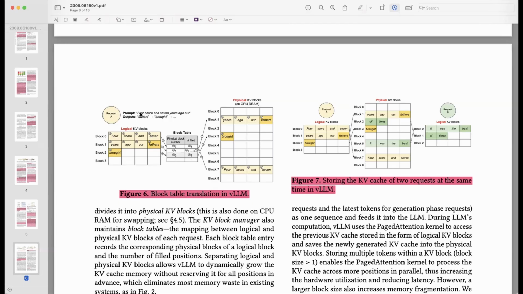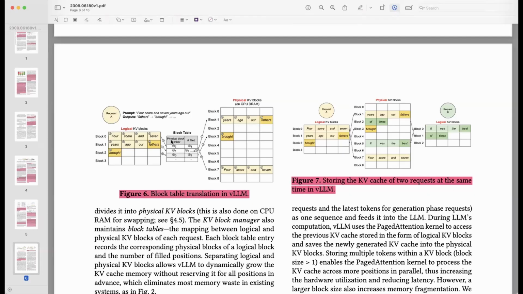So in this one, the prompt is "four score and seven years ago". You have a block table, which basically says this logical block 0 maps to this physical block 7, and the number filled is 4. So all 4 tokens are filled. And then "years ago" maps to block 1, and 3 tokens are filled, 1 is not filled.